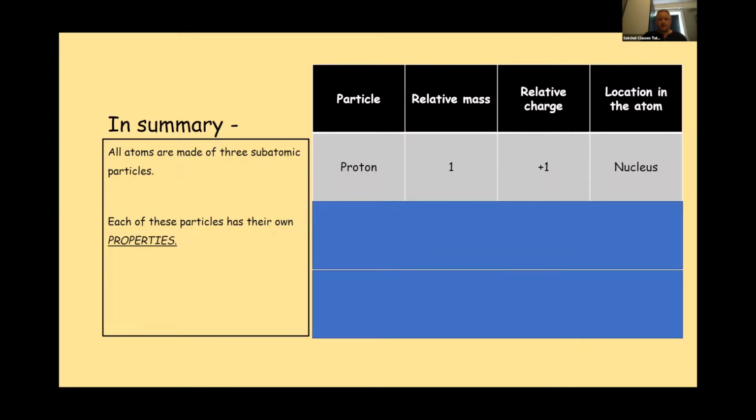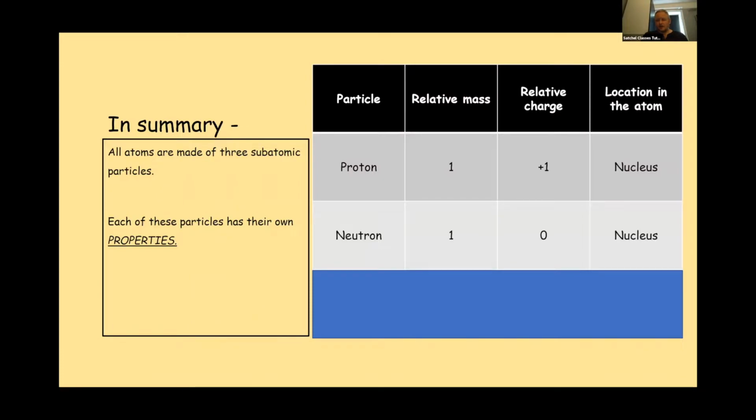It's located in the nucleus. The neutron is also located in the nucleus. It is the same mass as a proton. It has a relative mass of 1, but its charge is 0. It's neutral, electrically neutral. That means that the proton and neutrons that are gathered in the nucleus have an overall positive charge for that nucleus.